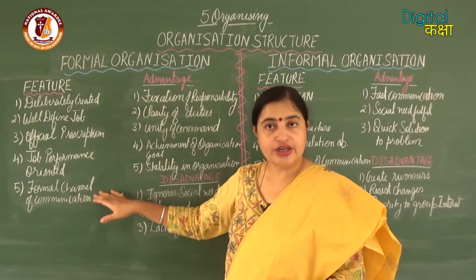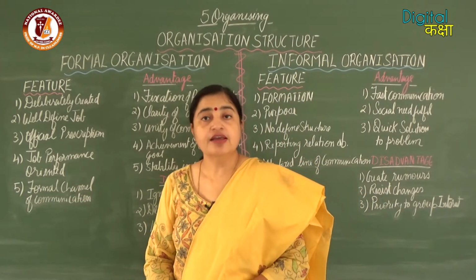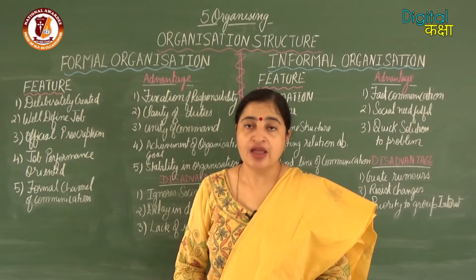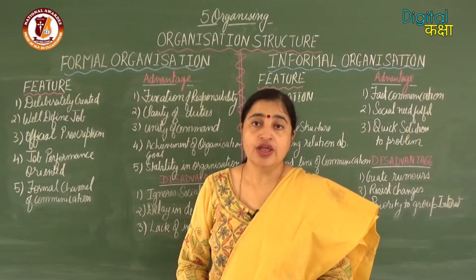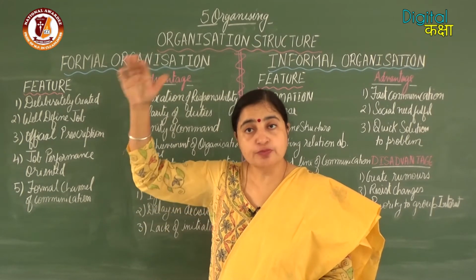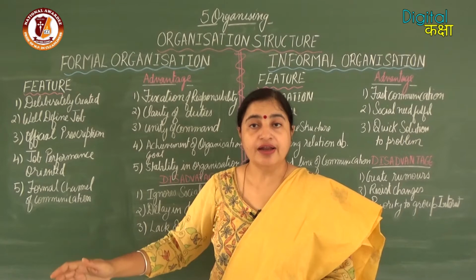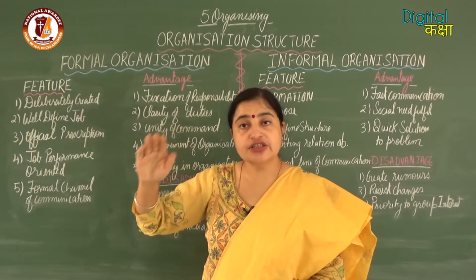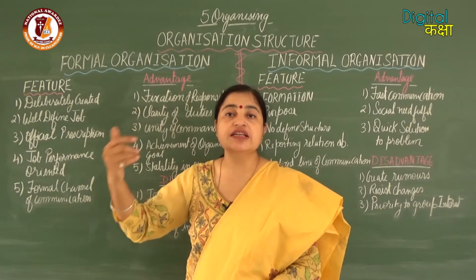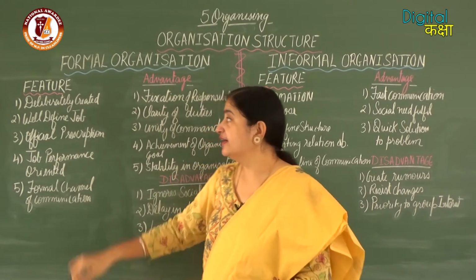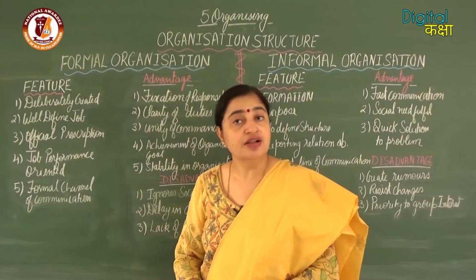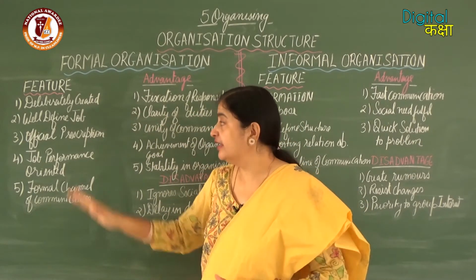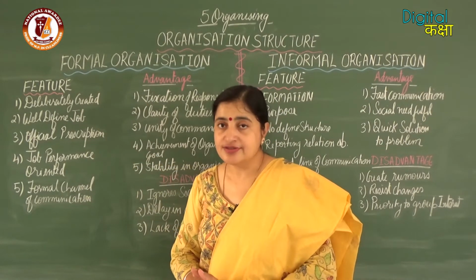Next is formal channel of communication. See, we have studied about the scalar chain, and in scalar chain we know that the orders move from top to bottom and the grievances move from bottom to top. So each and every level should know what is being communicated, and that is decided in the formal organizational structure. What will be the hierarchy? That is purely decided in the formal organizational structure.